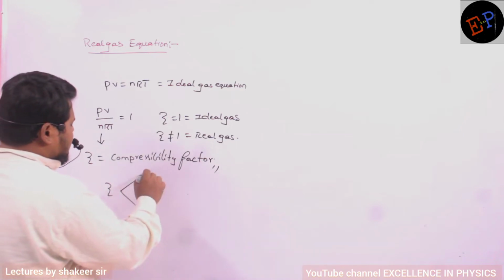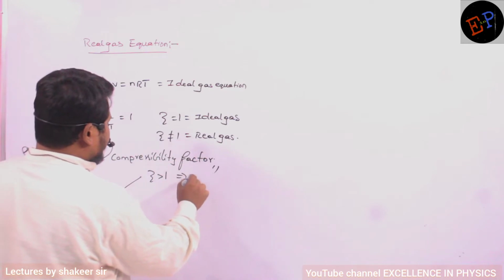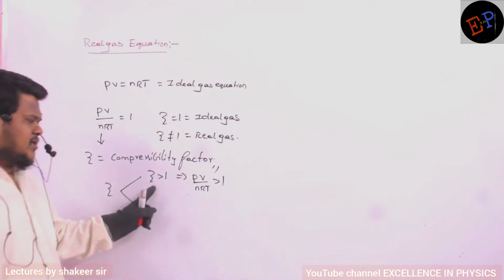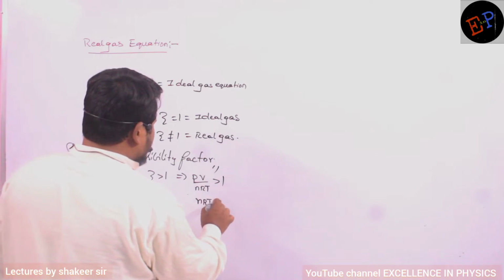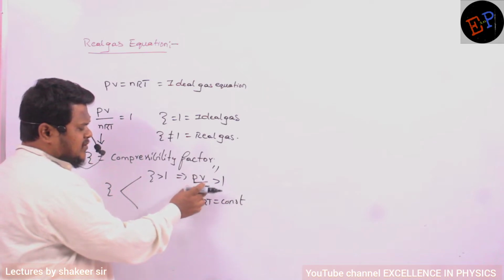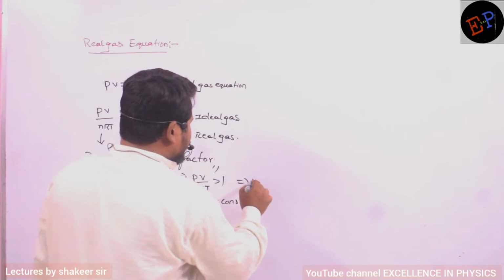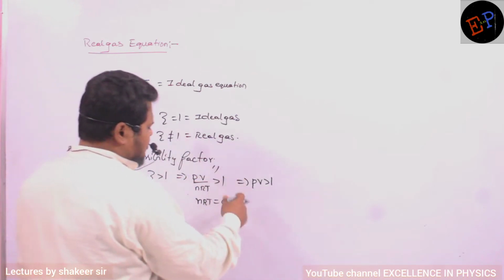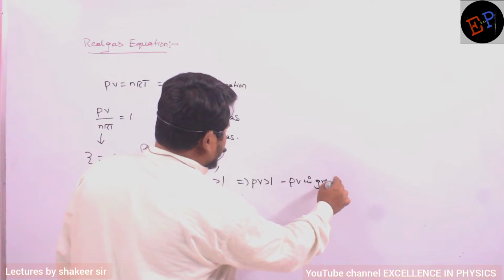So if Z value is greater than 1, are you able to understand? Then it means that PV divided by nRT is also greater than 1. But here nRT is a constant, it is not varying. Only PV is variable in this condition. So if PV divided by nRT is greater than 1 and nRT is a constant, then it also means that PV is greater. So therefore I can say PV is larger.